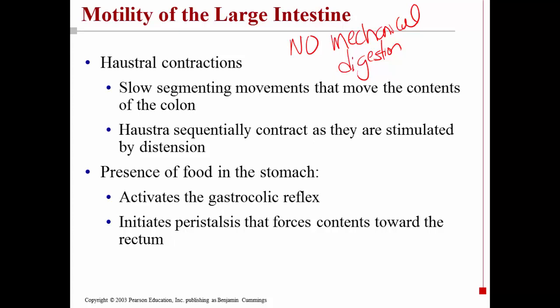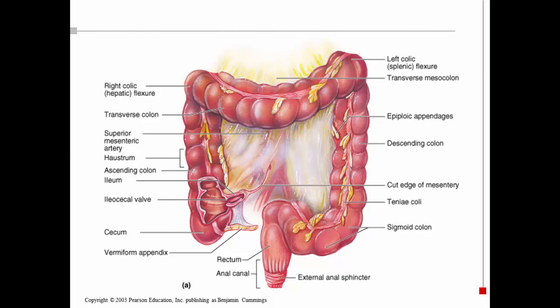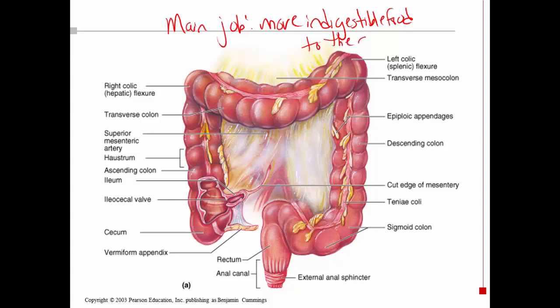So this might be a good time to just talk about how the waste moves through the large intestine. So I'm going to skip to the next slide here. The main job of the large intestine is to move indigestible food out of the body. So again, the main job is to move indigestible food to the anus and out of the body.